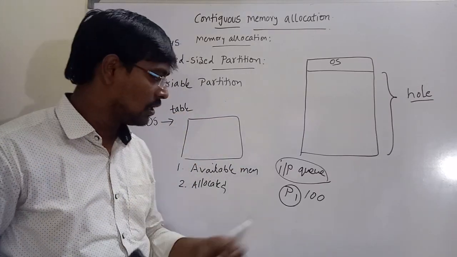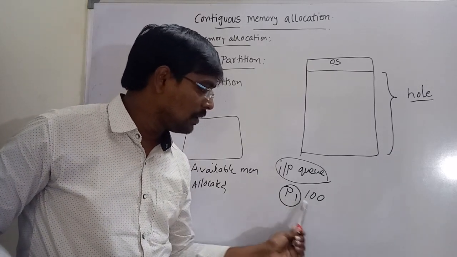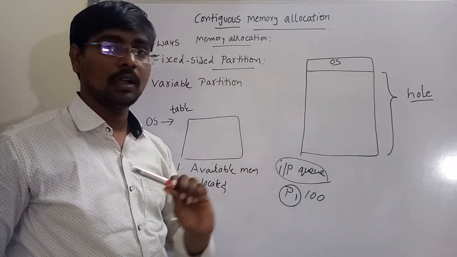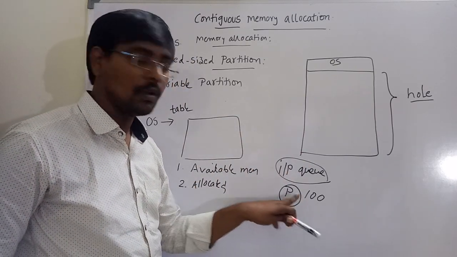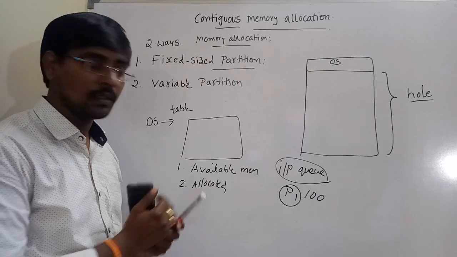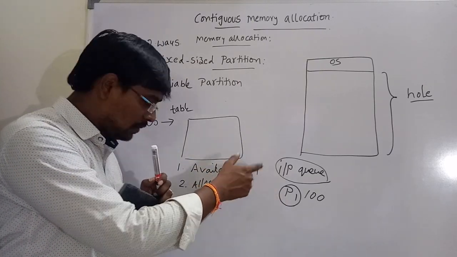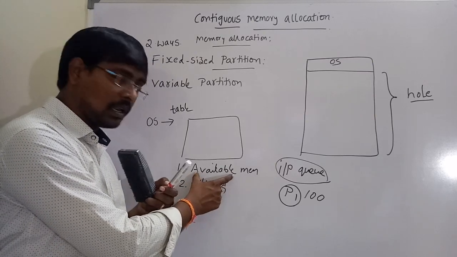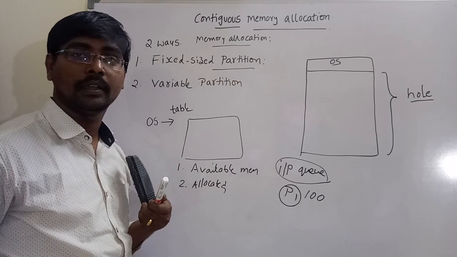So you got the question. First it picks a process and checks whether the required memory is available or not. If the required memory is available, we are allocating that process and updating the table. Update the table means the 100 bytes of available memory is decreased and it is added to allocated.